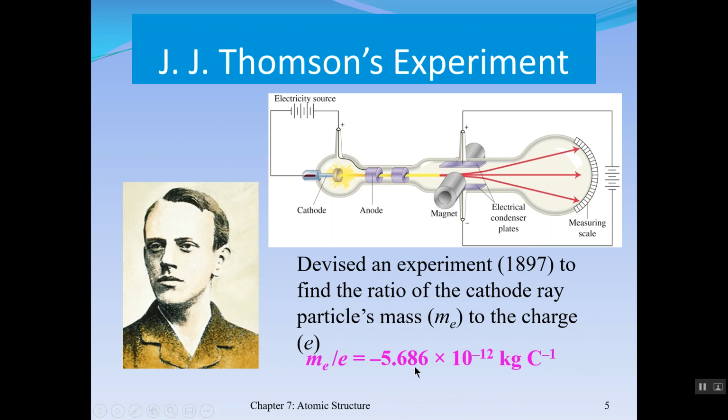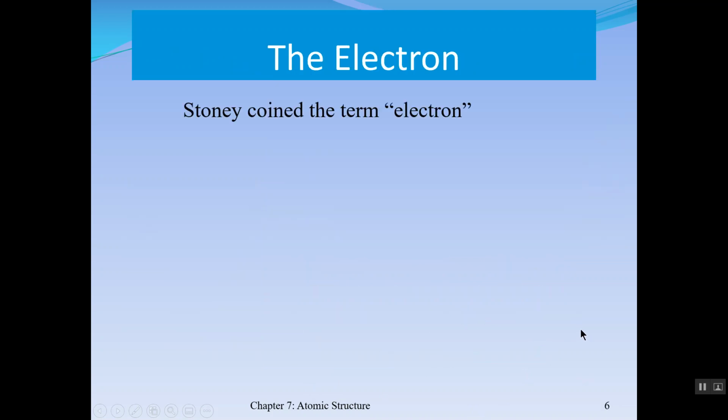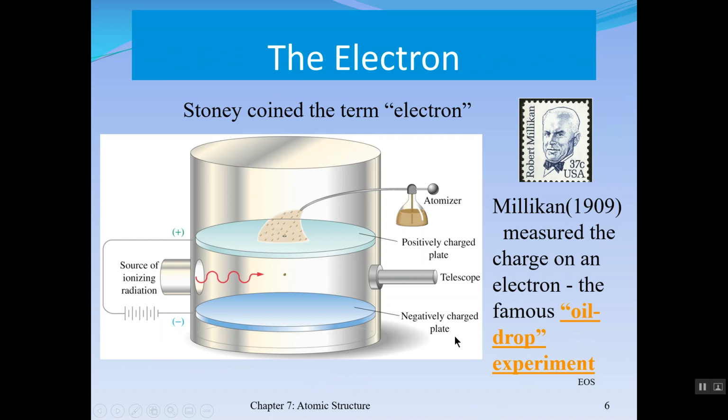Now, as I said before, what he determined here was the mass to charge ratio. But scientists, of course, are not satisfied with that. They want to know what the mass is and what the charge is, all right? So another guy by the name of Millikan came up with this setup, right? Millikan, I think he was from Holland, if I'm not mistaken.